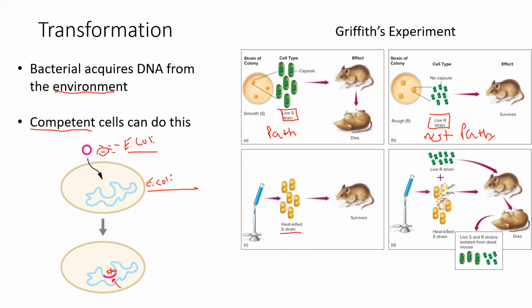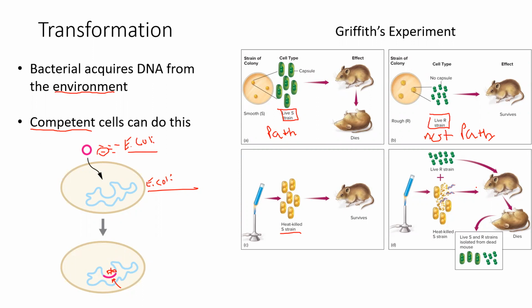Griffith then took this heat-killed pathogenic strain, so the pathogen was dead, and mixed it with living non-pathogenic R strain. And what did you think was going to happen? Well, in theory, the mouse was going to be fine. The pathogenic strain was dead, and the non-pathogenic strain isn't dangerous, so the mouse should be okay. But it wasn't. The mouse died.